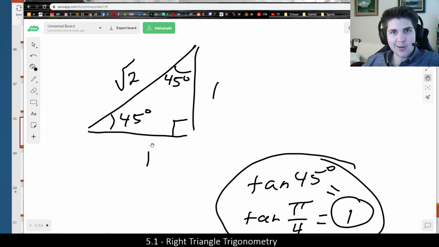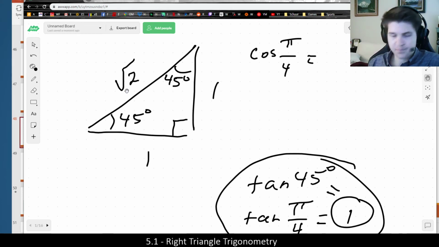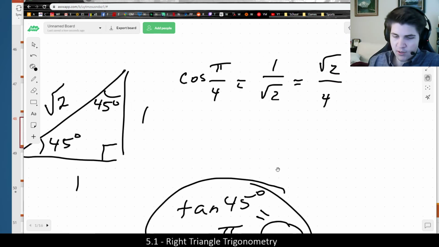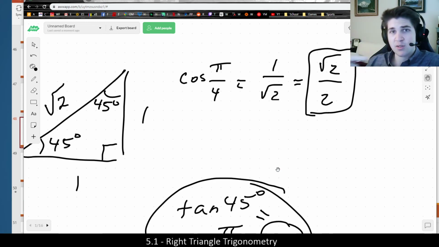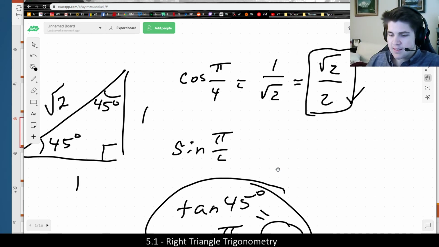Now, for example, if I wanted to solve the cosine of pi over 4, which is 45 degrees, that's going to be adjacent over hypotenuse, 1 over rad 2, which if I rationalize by multiplying top and bottom by root 2, gives me root 2 over root 4, which is 2. Notice that the cosine of pi over 4 is root 2 over 2. Again, I'm using SOHCAHTOA, but I'm getting the same answer that I got from the unit circle. And same with the sine, since the opposite is also 1 and the hypotenuse is root 2.